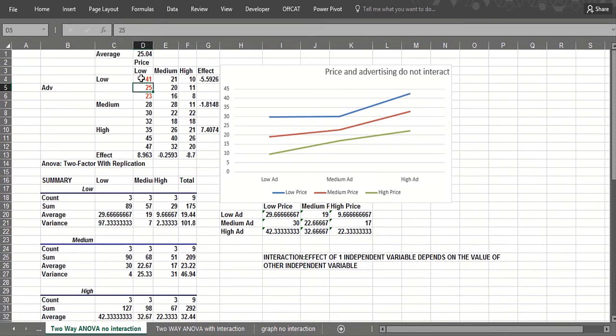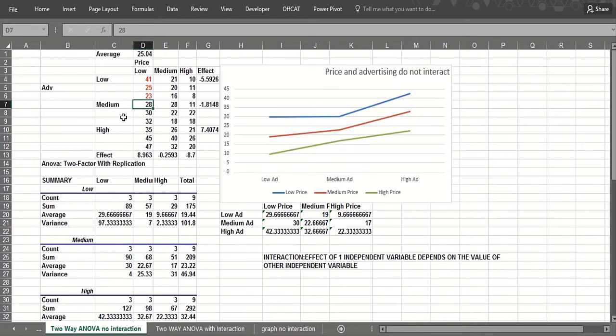So for low advertising and low price, these are the sales, let's say, of a video game at a toy store during a given week. And these are sales when we had low advertising, medium price, low advertising, high price. So we have 3 observations in each of these 9 combinations of the two factors.